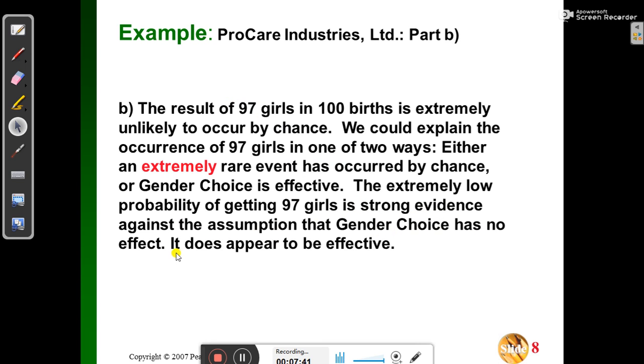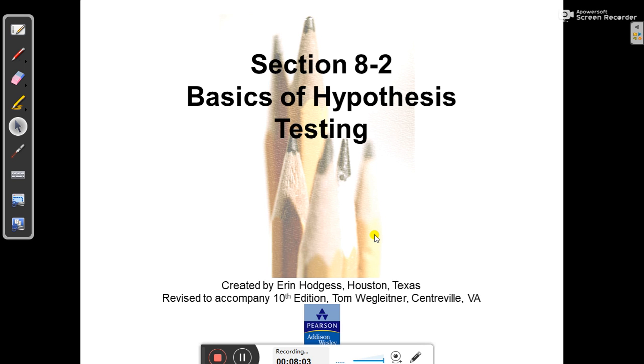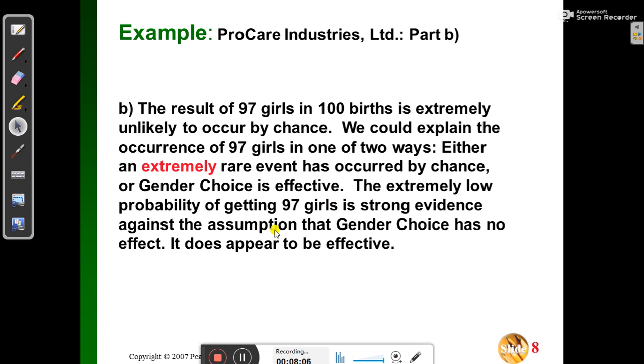that gender choice has no effect, because obviously the percentage might be 60-40 or 40-60, but obviously that choice should not be 97 girls. So it does appear to be effective. That is the scenarios. One is contradicting the other, or one is giving some evidence to the other claim.